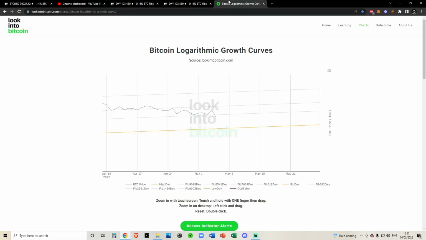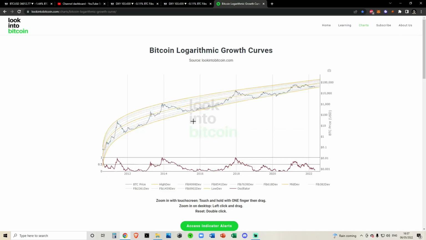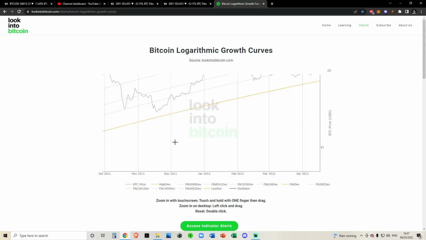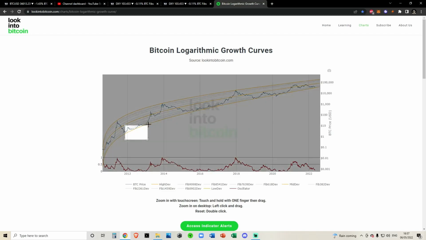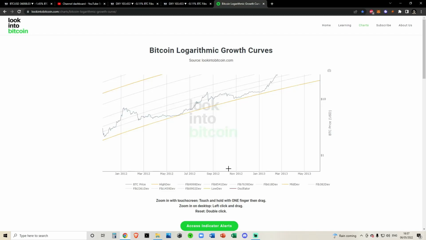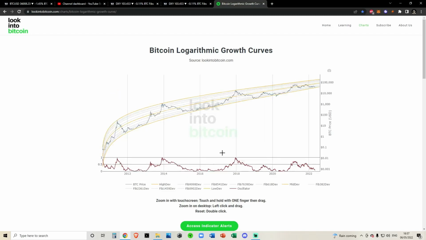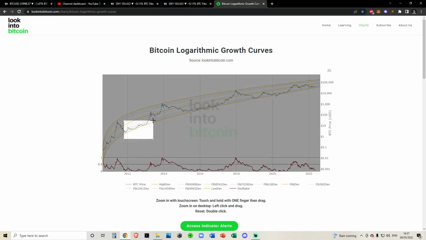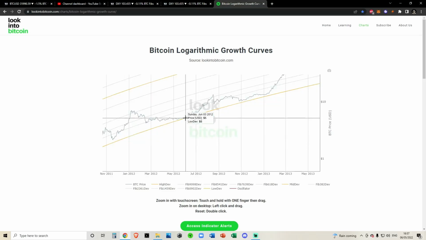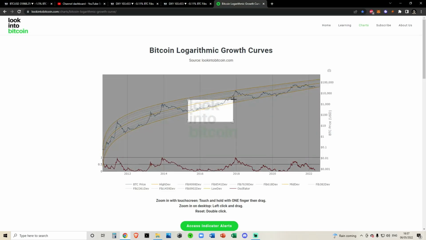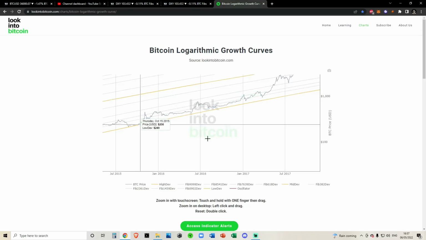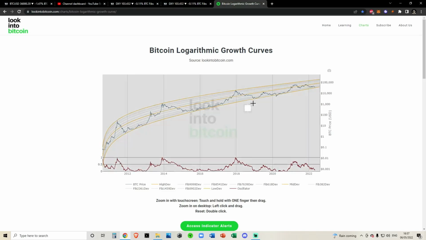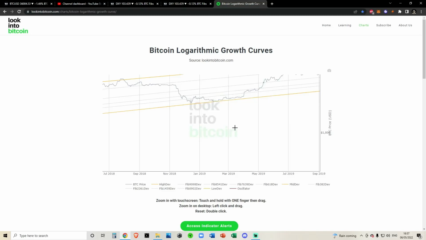So in my opinion, at least looking at Bitcoin through the eyes of the logarithmic growth curves, it would make sense, from a historical perspective, for us to come down a little bit further, potentially to as low as the low deviation band. Because like I said, historically, every single market cycle bottom, whether you're talking about the first bear market, we perfectly touched the low deviation. Second bear market bottom, perfectly touched the lower deviation. Third bear market bottom, perfectly touched the deviation.